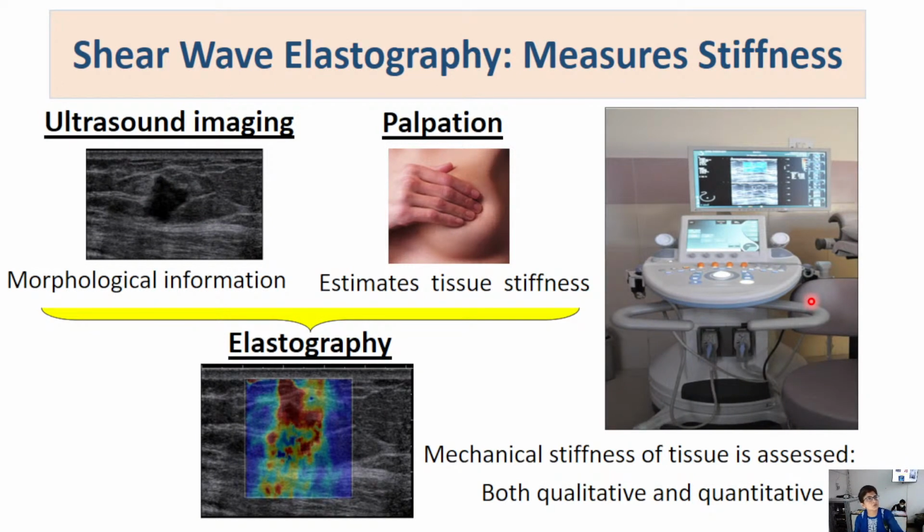As all of us know, whenever the clinician palpates a hard mass, the likelihood of malignancy is very high. There's a high clinical suspicion. So combining this with the morphological information which is available on ultrasound and estimating tissue stiffness, we get elastography. Elastography basically measures the stiffness of the lesion that is seen on the ultrasound, and we can then quantitatively and qualitatively analyze both of these things.